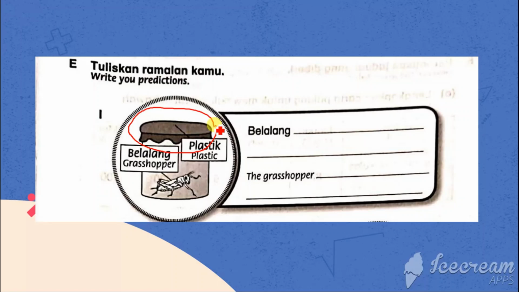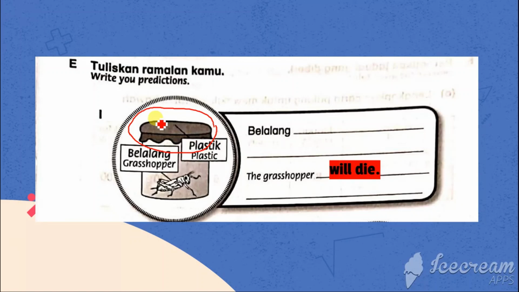So for now, let's predict this one. What is going to happen to the grasshopper in a container which has plastic on top of it? We have to think, what will happen? If the plastic is on top of this container, the grasshopper won't be getting enough air to breathe, which will make the grasshopper die. So your prediction is the grasshopper will die.